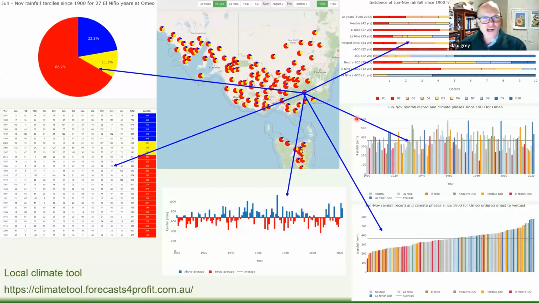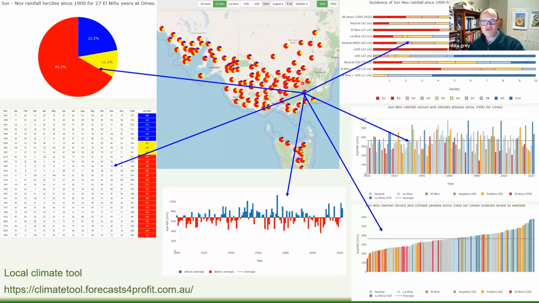I want to show another tool. Last week I showed a heap of data about rainfall, and also data sets of inflow into dams according to what the climate drivers have been doing. This is just a website that I helped develop some years ago. It's called the Local Climate Tool. There's the link, and it was set up for cropping areas, so you can't see all the areas you might be interested in seeing.